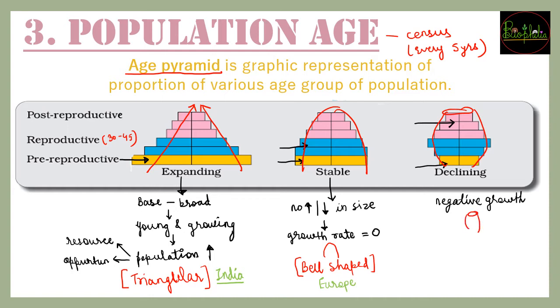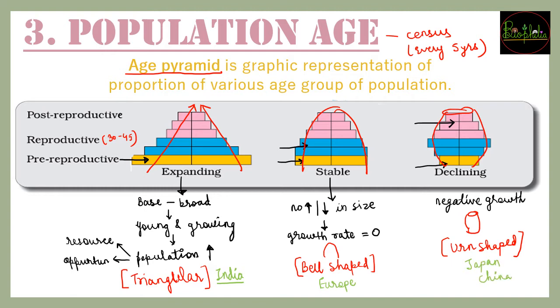So how will questions come? Questions will be, what sort of pyramid is going to have an urn shape? So urn shaped is for whom? It is for a declining population. An example can be given for Japan, or it can be given for China.